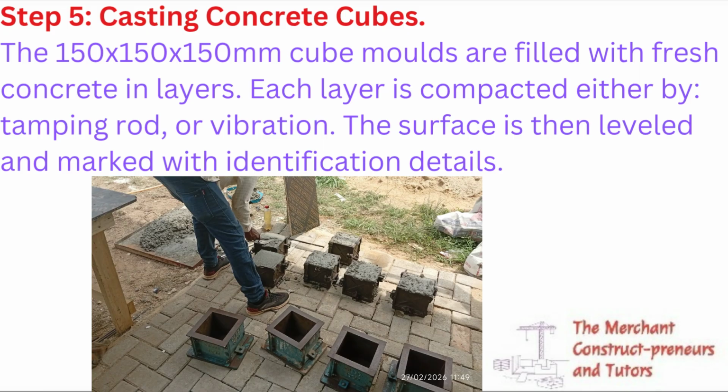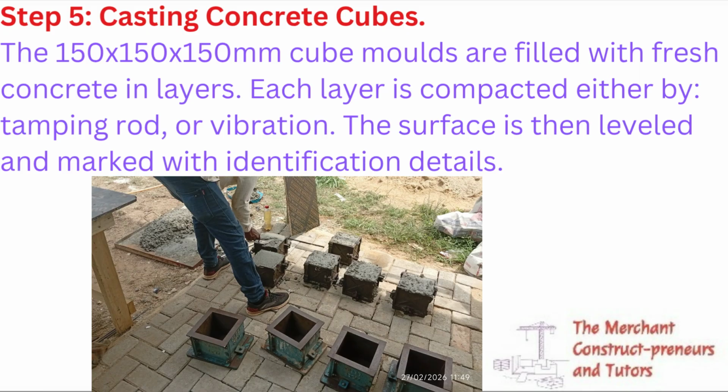So I forgot to add that both for your slump test and also for your concrete cubes, they are filled in layers, quite alright, and then they are tamped 25 times for each layer, 25 times. Each layer 25 times. Then when you finish the surface, you label the cube.